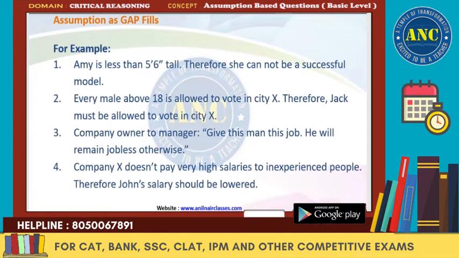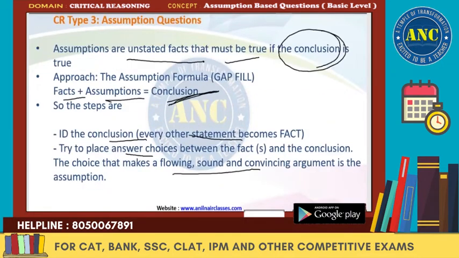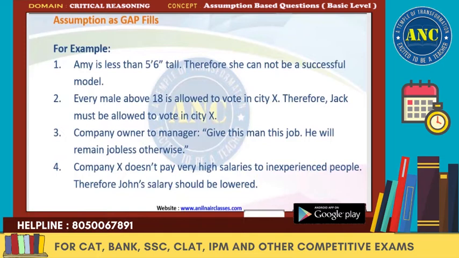Let us learn how to. Let's look at the assumptions as gap fills for an example. The first one says Amy is less than 5 feet 6 inches tall, therefore she cannot be a successful model. So what is the assumption by the gap fill mode here for the model? That successful models must be 5'6" or taller. So that is the assumption.